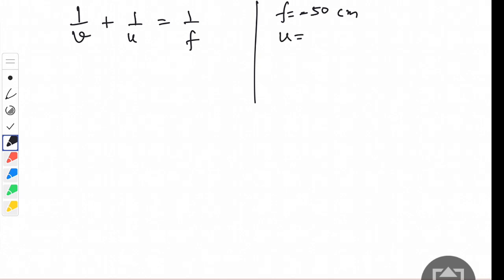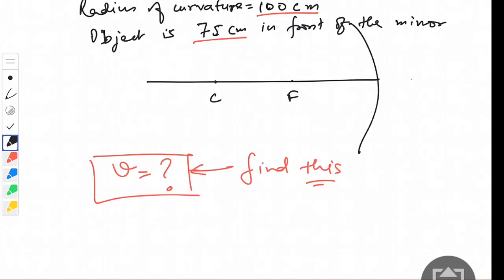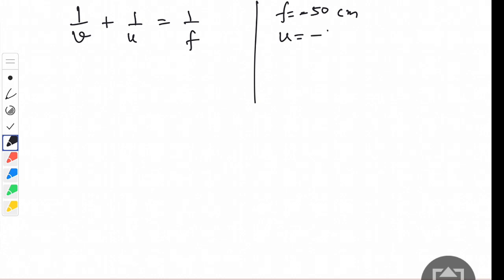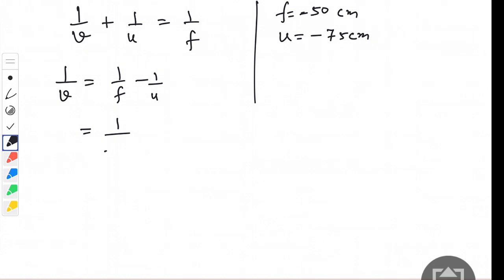U is going to be equal to 75. So u is going to be equal to minus 75 centimeter. So 1 upon v is equal to 1 upon f minus 1 upon u. So which is equal to 1 upon minus 50 minus 1 upon minus 75.